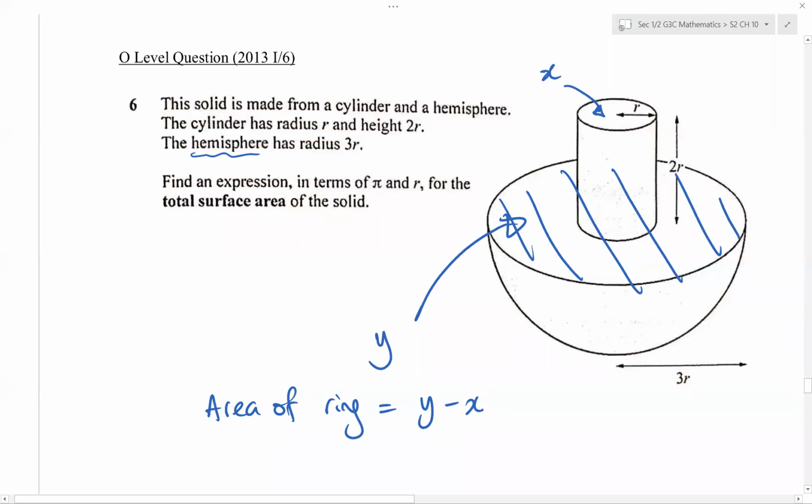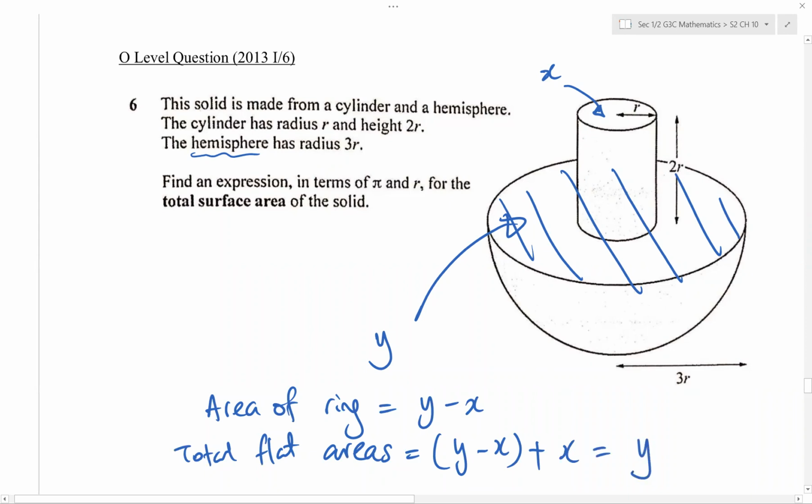And then after that, because we want the total surface area, total flat areas will be area of the ring, Y minus X, plus the circle on the top, X, which in total gives us Y. So the total flat surface area is simply the area of the big circle. Don't care about the ring or the small circle on top, the hole at the bottom, doesn't matter. How you visualize this is that you can push this flat surface off, push it out, and then you get a complete circle. Okay, so that is the total flat surface area.